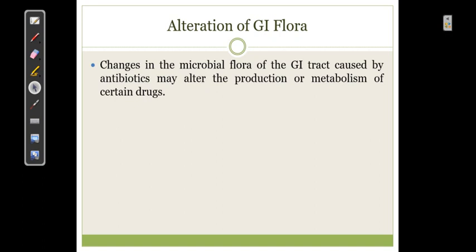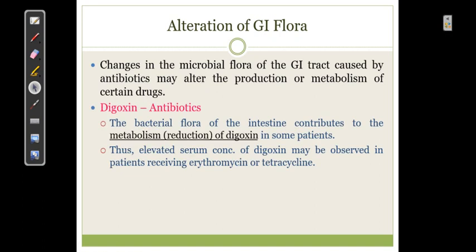So the first example is digoxin and antibiotics. Now, 10% of the metabolism of digoxin is by a reduction mechanism. There could be many chemical mechanisms responsible for metabolism, but reduction metabolism for digoxin is attributable to the presence of bacterial flora. So this bacterial flora is responsible for up to 10% of the metabolism of digoxin. Now you will say, sir, 10% is negligible, but consider that digoxin is a drug where the therapeutic index is narrow.